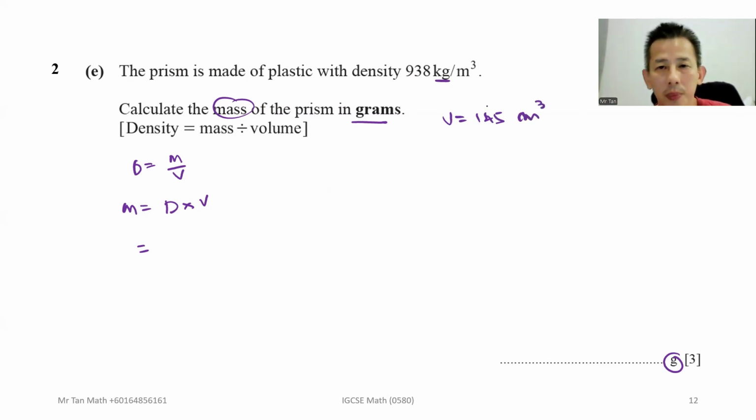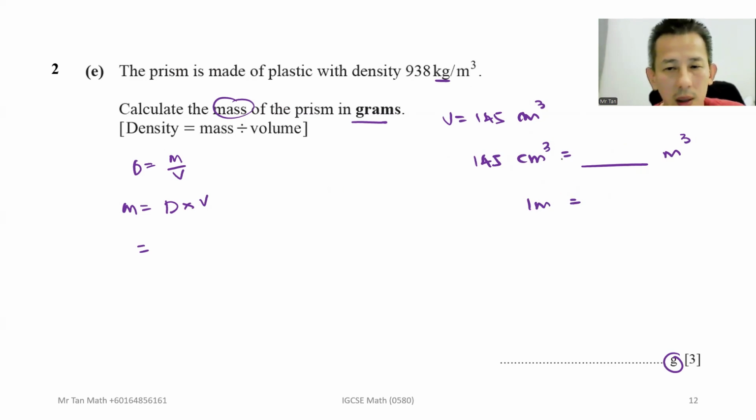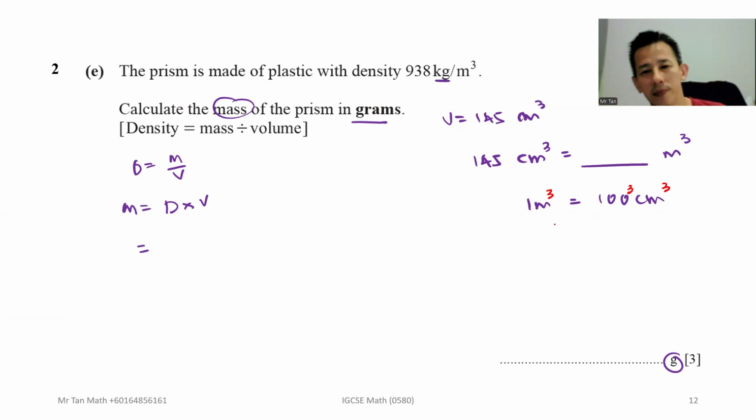Cm cube to meter cube, so you need to convert. So 145 cm cube is equal to how many meter cube? So 1 meter is 100 cm. Therefore, 1 meter cube is 100 cube, cm cube. So to convert this, you need to divide. So let's put here 145 over 100 cube.